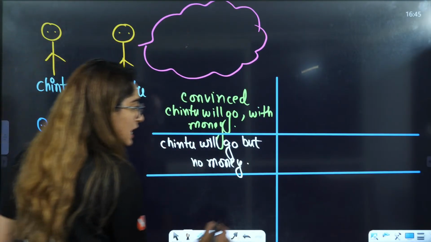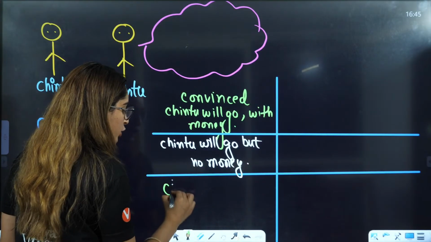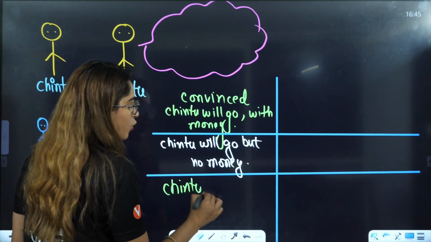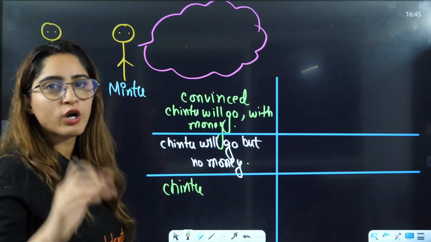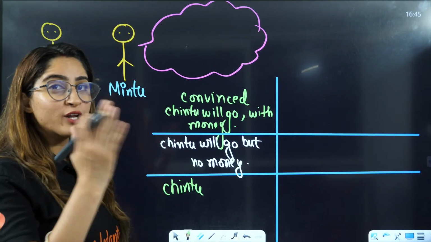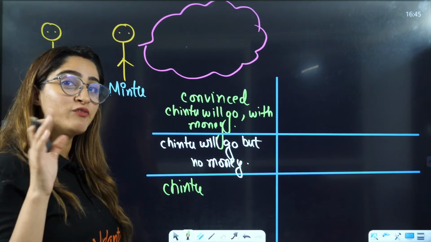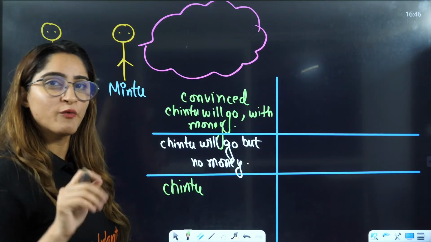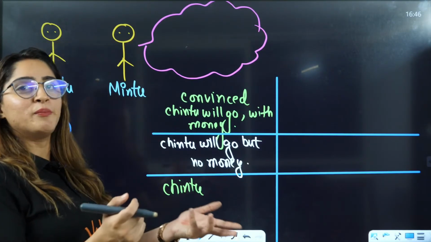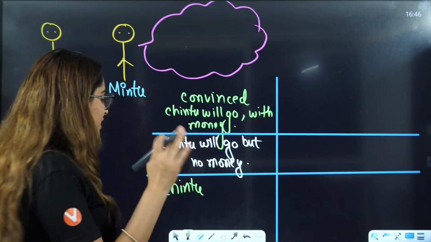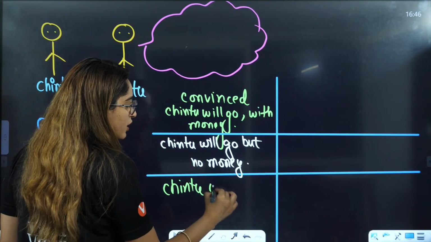Third case is, Chintu can't go. Parents are like, no matter, all these dramas will not work. There was a point when we were also kids. We know that you're not going to study sitting on the beach and solving modules. This is not going to happen. Chintu will not go.